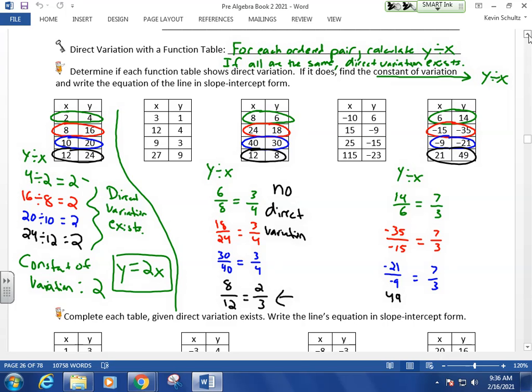Our last one is 49 divided by 21. What does 49/21 simplify to be? Keep on. 7/3. We have a winner. Okay. Because all 4 of those calculations are the same, yes, direct variation.